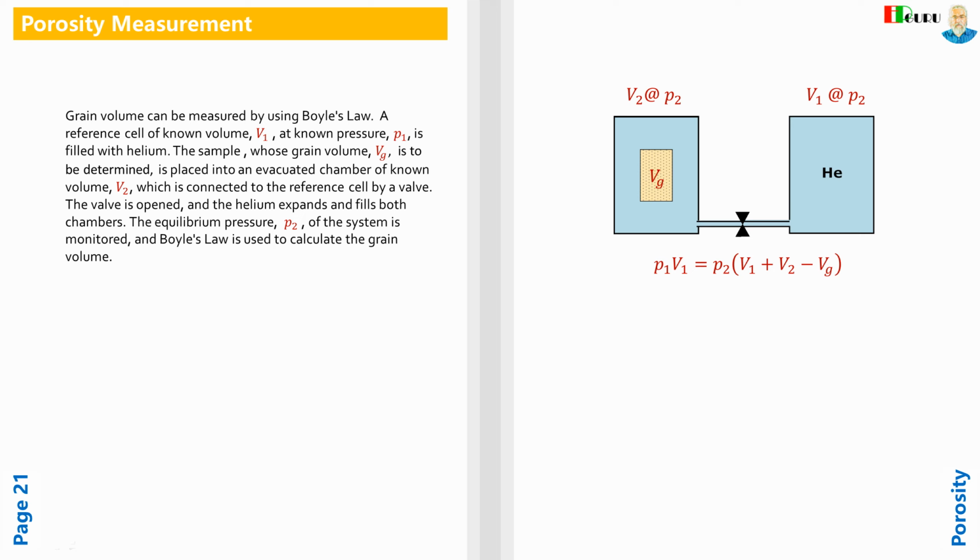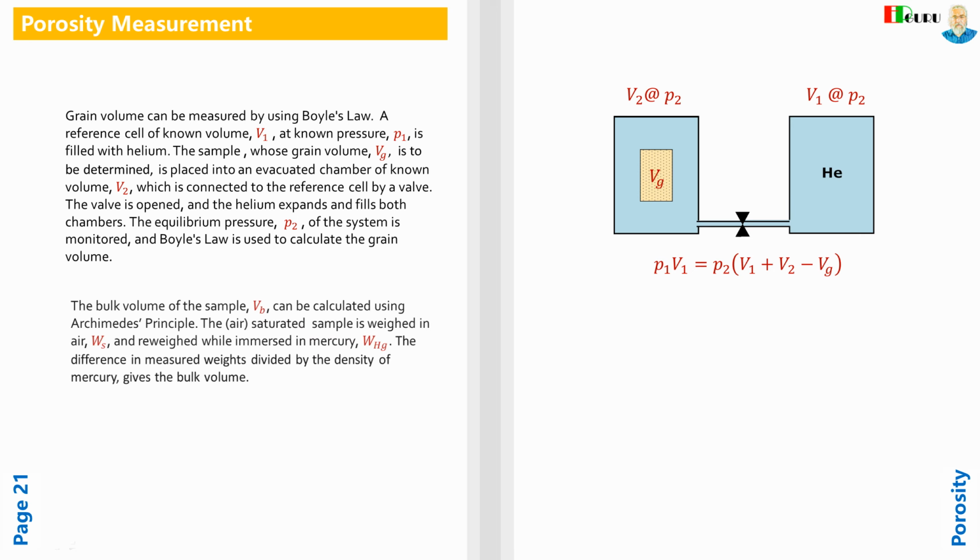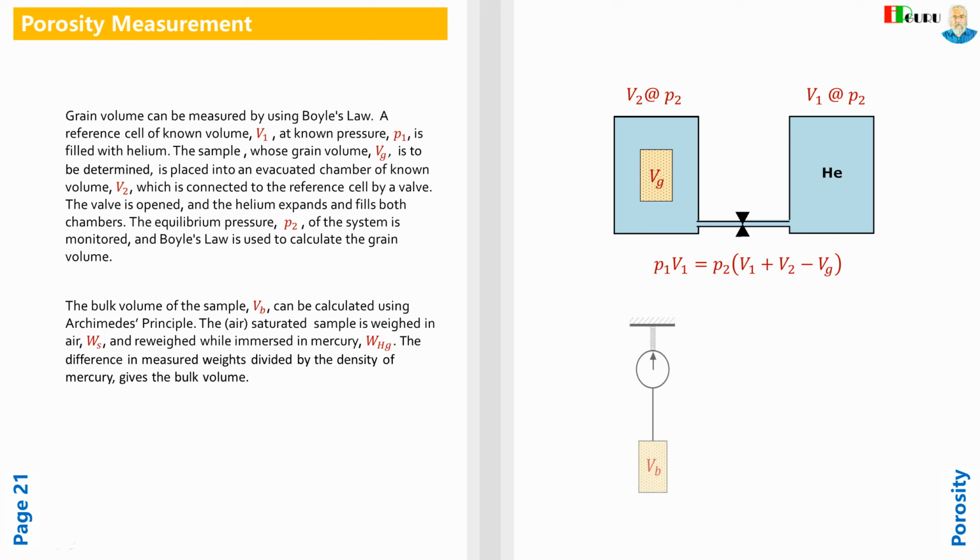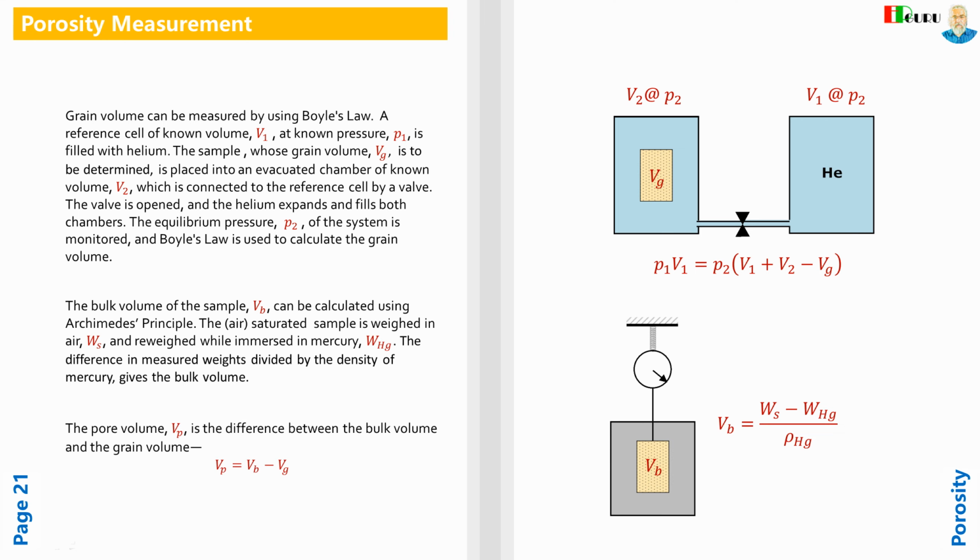The bulk volume of the sample can be calculated using Archimedes' principle. The saturated sample is weighed in air and re-weighed while immersed in mercury. The difference in measured weights divided by the density of mercury gives the bulk volume. The pore volume is the difference between the bulk volume and the grain volume.